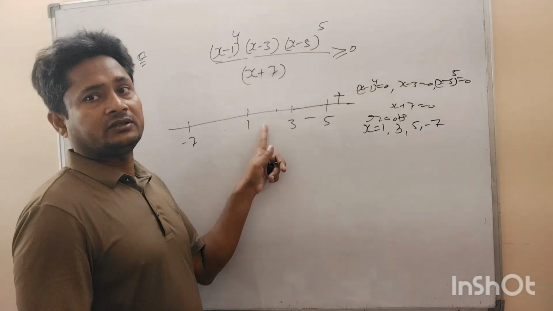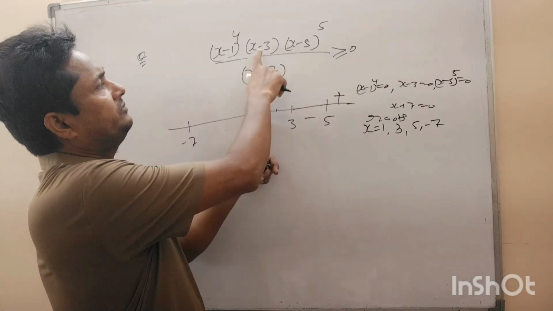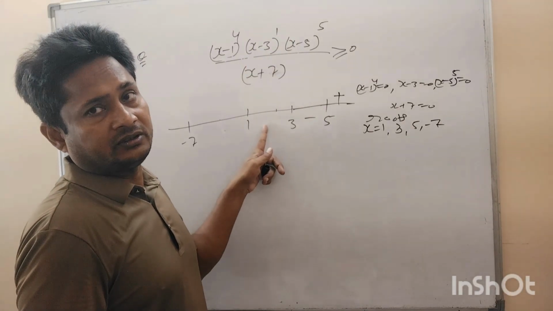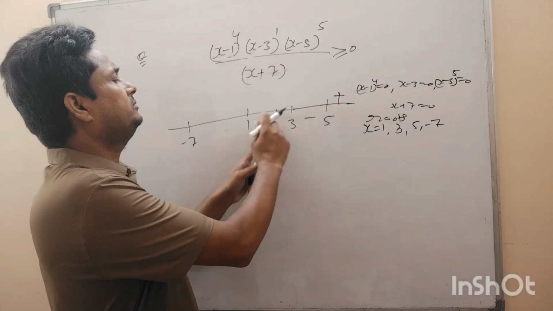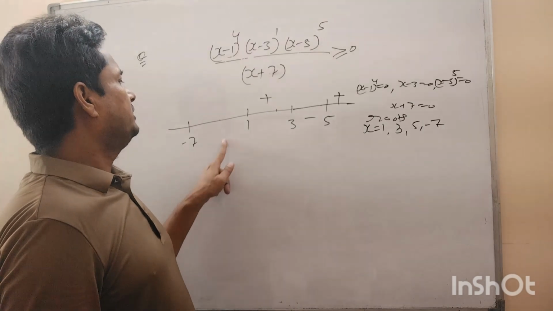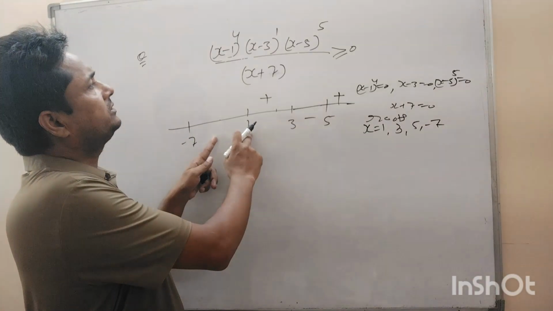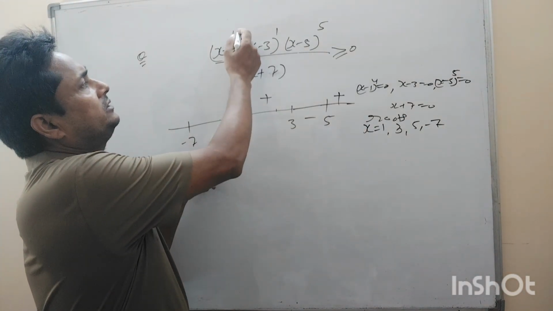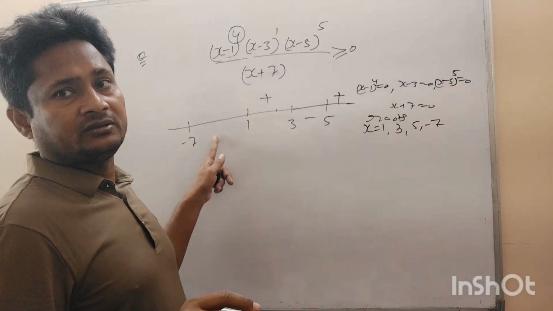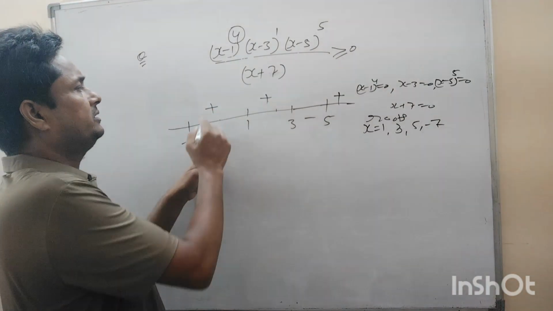Now in this interval, the sign will be according to this root. x equal to 3 came from this factor, and this factor has power 1, that is odd power, so the sign will again change. Minus sign to here, it will be plus sign. Now in this interval, the sign according to 1, which came from this factor. It has power 4, that is an even number. In case of even number, the sign will not change. Here it is plus, so here it will again be plus sign.